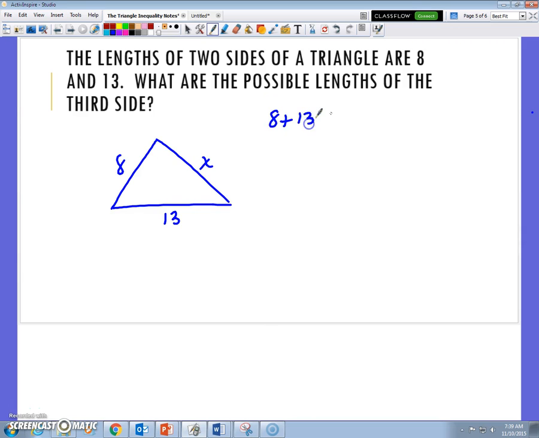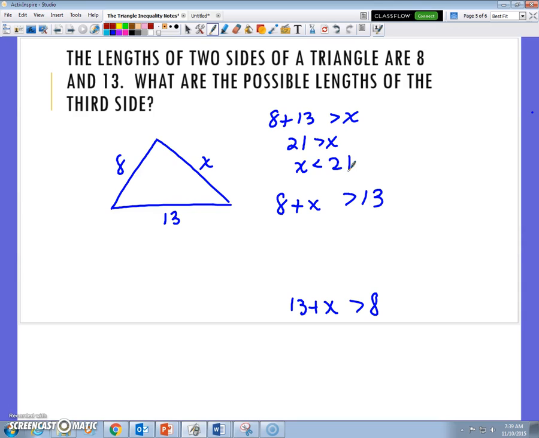The triangle inequality theorem says that 8 plus 13 must be greater than the side length x. And we also know that 8 plus x must be greater than 13. And we also know that 13 plus x must be greater than 8. Now these all must be true to make this triangle. So I'm just going to find the relationship for x. I'm going to say 21 is greater than x, or if 21 is bigger than x, then x is less than 21.